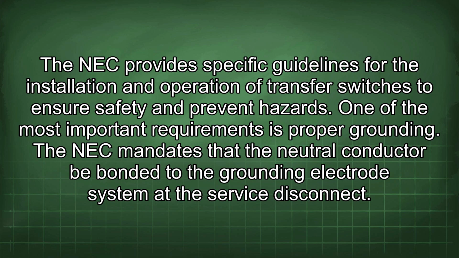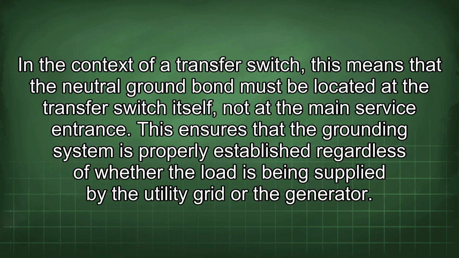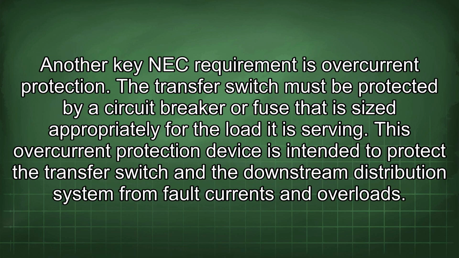The NEC mandates that the neutral conductor be bonded to the grounding electrode system at the service disconnect. In the context of a transfer switch, this means that the neutral ground bond must be located at the transfer switch itself, not at the main service entrance. This ensures that the grounding system is properly established regardless of whether the load is being supplied by the utility grid or the generator. Another key NEC requirement is overcurrent protection.